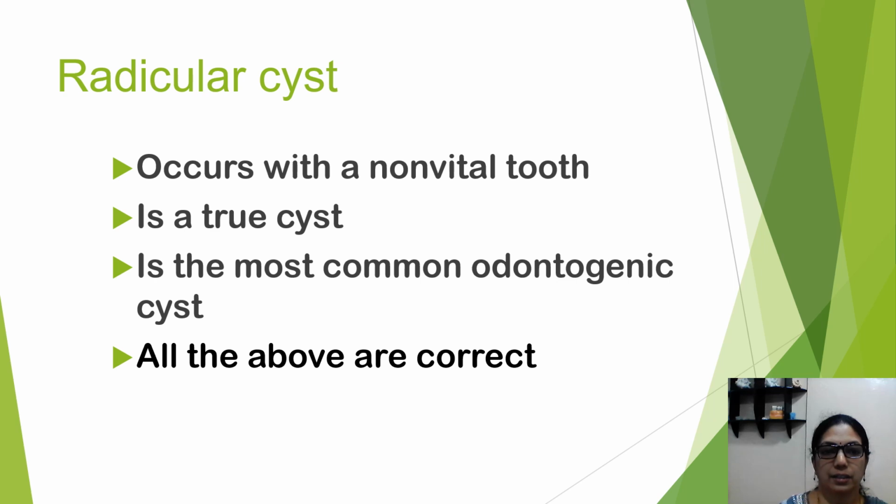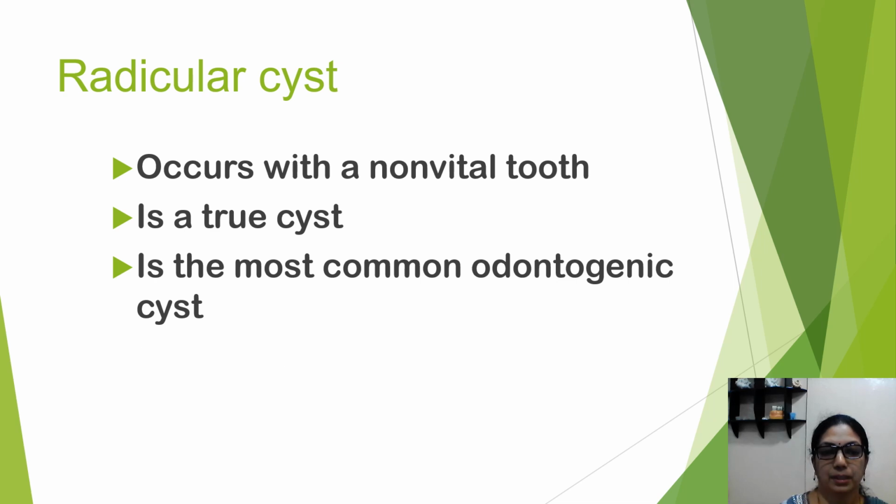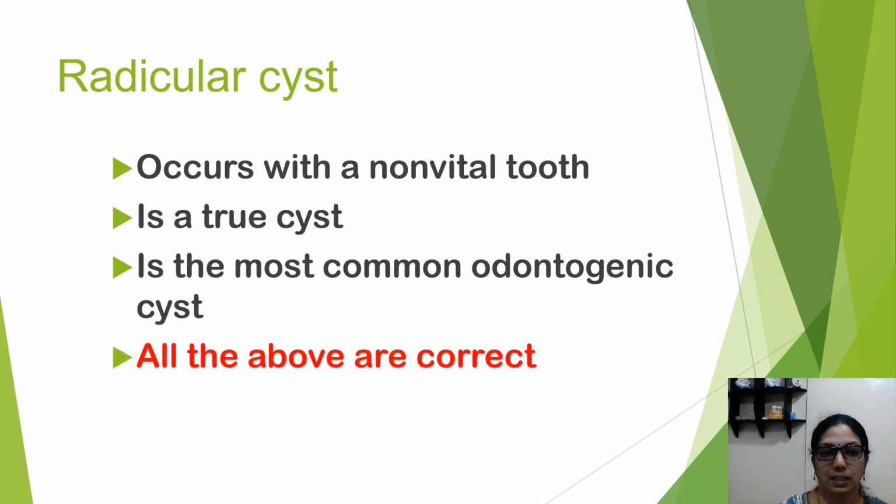Next, radicular cyst. Which is true about the radicular cyst? It occurs with a non-vital tooth, it is a true cyst, it is the most common odontogenic cyst. As we discussed, it is the most common odontogenic cyst. So which is correct? The answer is all these statements are correct regarding the radicular cyst, because most of the time it is caused by inflammation or infection in the pulp cavity. It is the most common odontogenic cyst because caries is most commonly seen in the teeth, and it occurs with a non-vital tooth. It is a true cyst also.